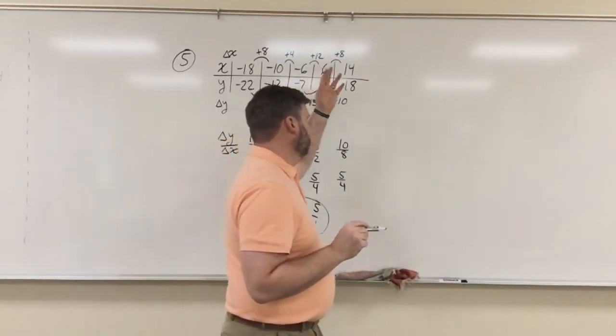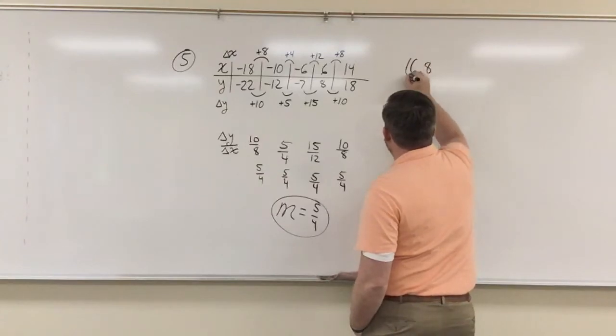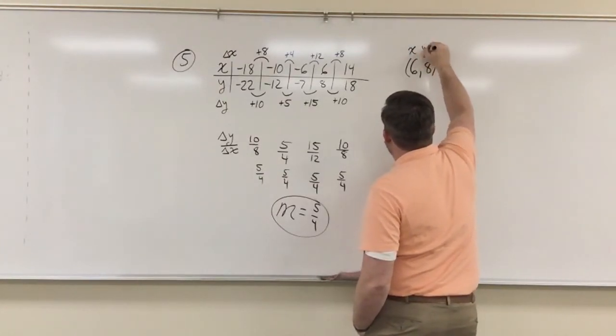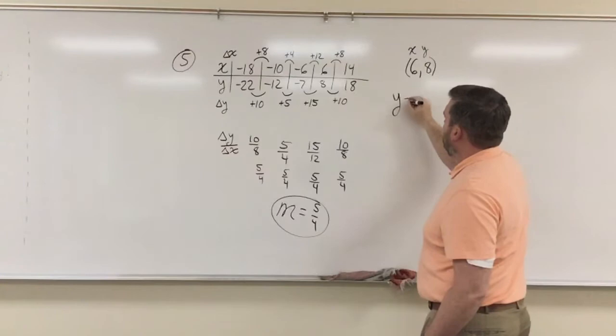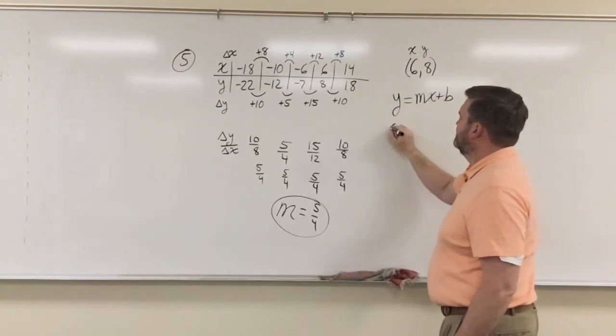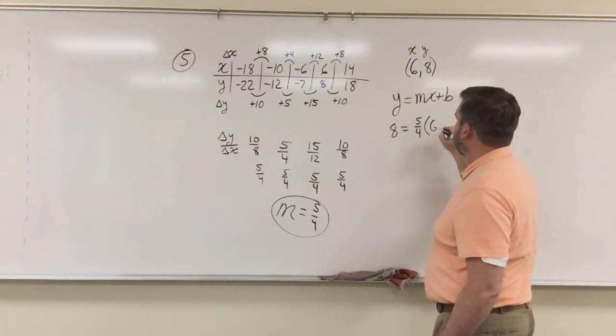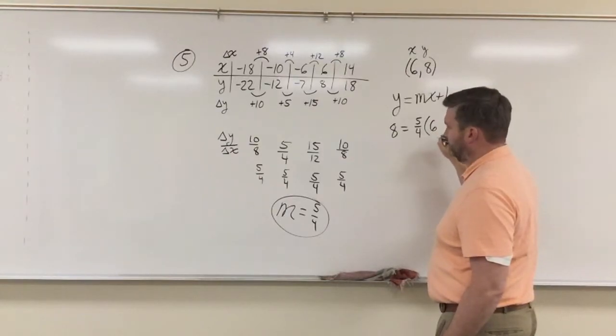We have to pick a point. I'm going to pick 6, 8. 2 relatively small positive numbers. Typically makes for easy math. So we have y equals mx plus b. Y is 8. M is 5/4. X is 6.